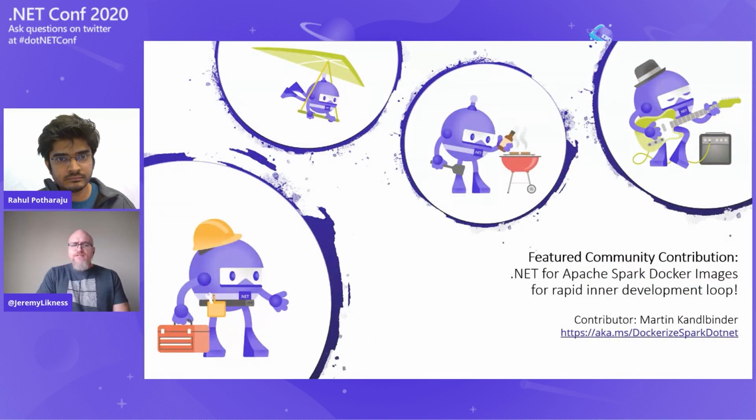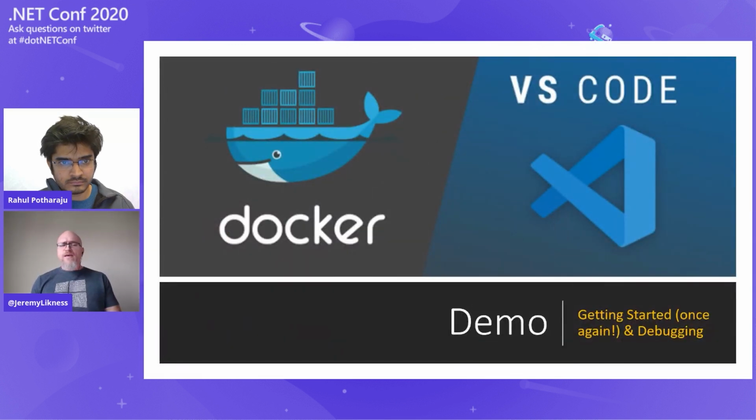Now, one of the nice things about .NET for Spark being open source is we get these amazing community contributions. One of those that's helping us close that inner development loop is this community contribution of a set of Docker images. There are several Docker images that out of the box create that environment. And that is actually perfect for me because I have a brand new laptop and I did not install Java. I did not install Spark. So I have none of those tools on my machine.